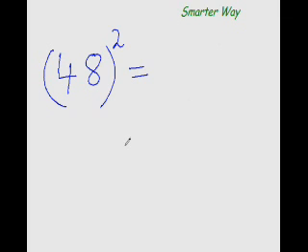Now as you can see that 48 is 2 less than 50. So instead of adding that 2 to 25, just subtract it. 25 minus 2 is 23 and square of 2 is 4. So put 04 here. That's your answer.